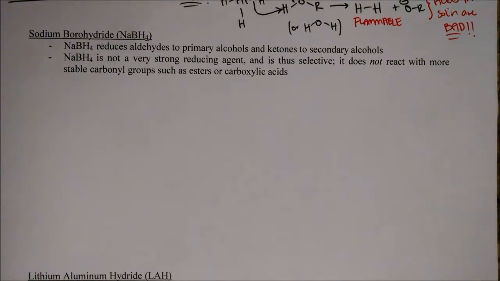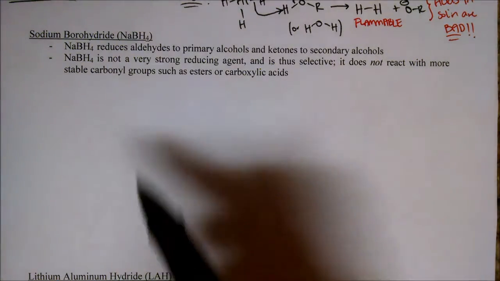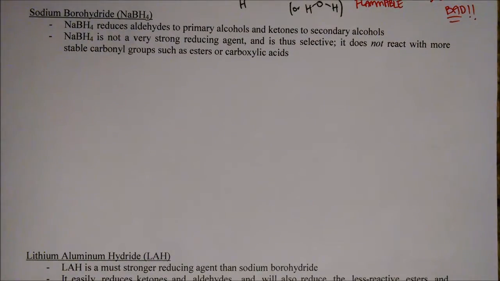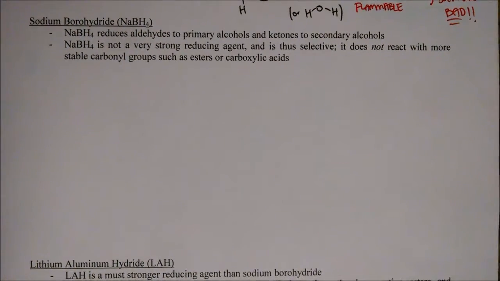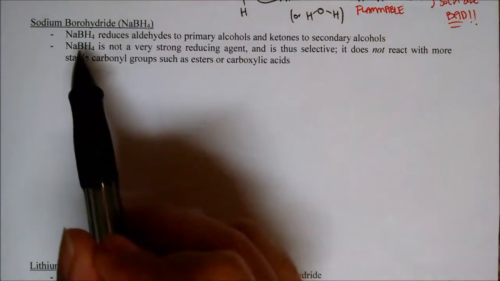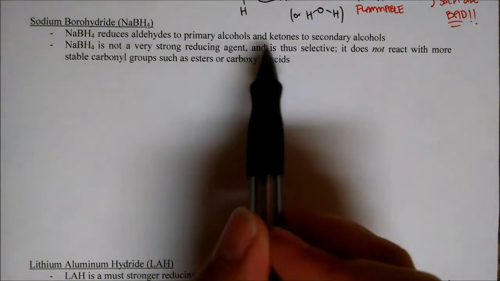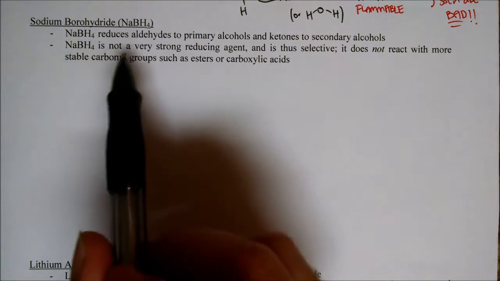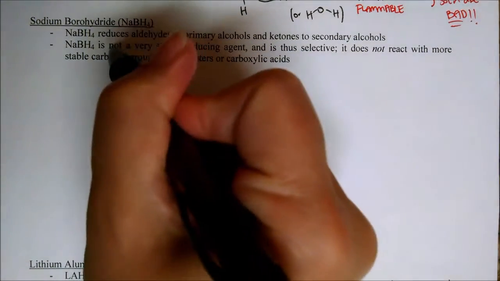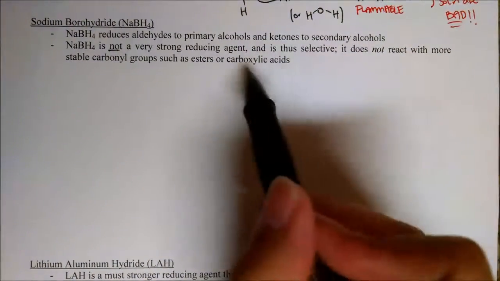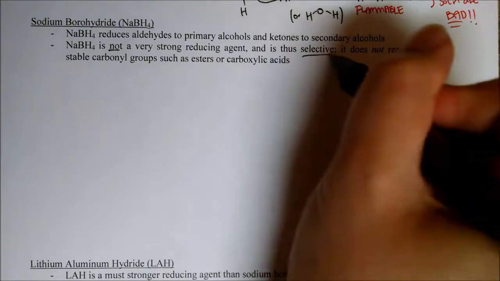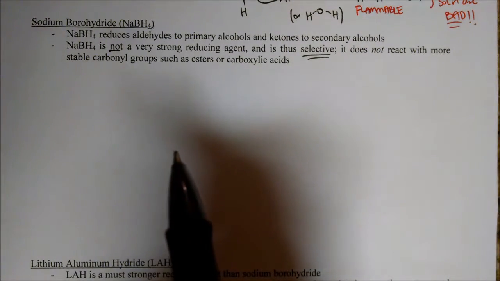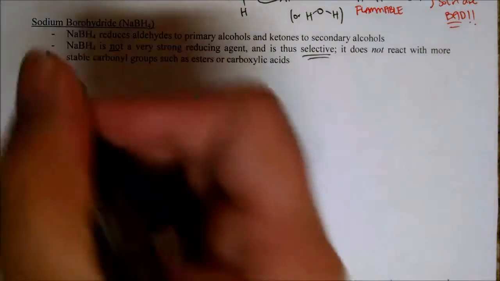Scary, fun times. So there are some differences between sodium borohydride and lithium aluminum hydride. Yes, the mechanism is the same, just a different metal, but they do have different reactivities, okay? So NaBH4 reduces aldehydes to primary alcohols and ketones to secondary alcohols. But NaBH4 is not a very strong reducing agent, okay? And so it is selective. It does not react with more stable carbonyl groups such as esters or carboxylic acids.